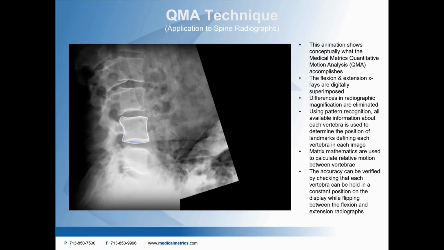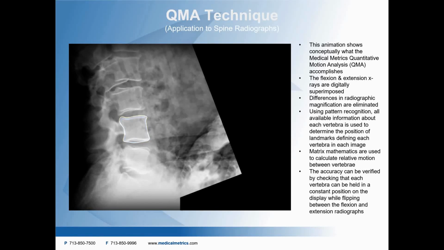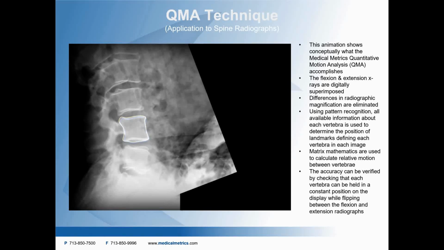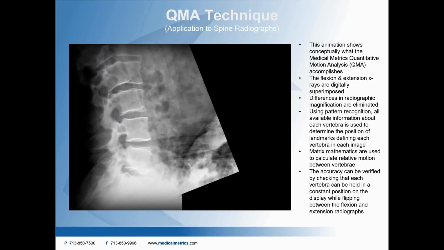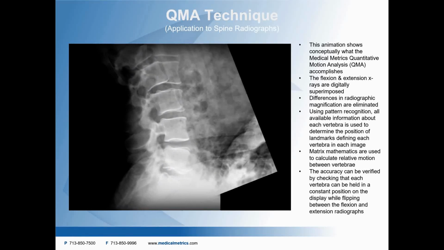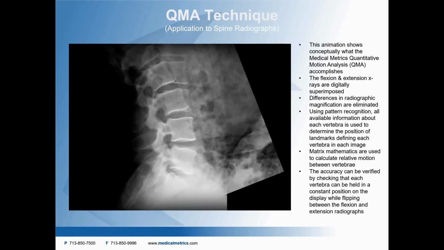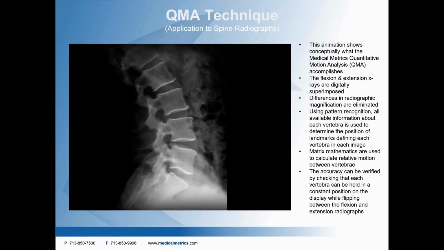Using pattern recognition, all available information about each vertebra is used to determine the position of anatomic landmarks defining each vertebra in both images. This is done for each vertebra. Matrix mathematics are then used to calculate relative motion between vertebrae. The accuracy of the method can be verified by checking that each vertebra can be held in a constant position on the display while flipping between the flexion and extension radiographs. This animation shows the process being repeated for multiple levels in the spine.